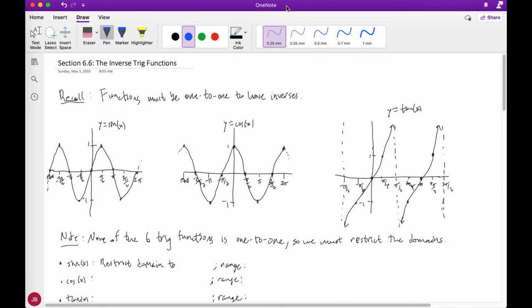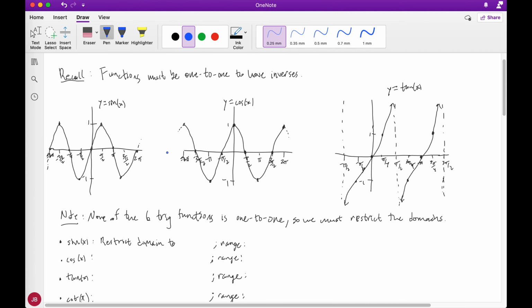Hello everyone. In this video we're going to cover section 6.6 and this will likely be the last section that we cover for the semester. So what we're going to do is introduce inverse trigonometric functions and how to compute values of inverse trig functions.